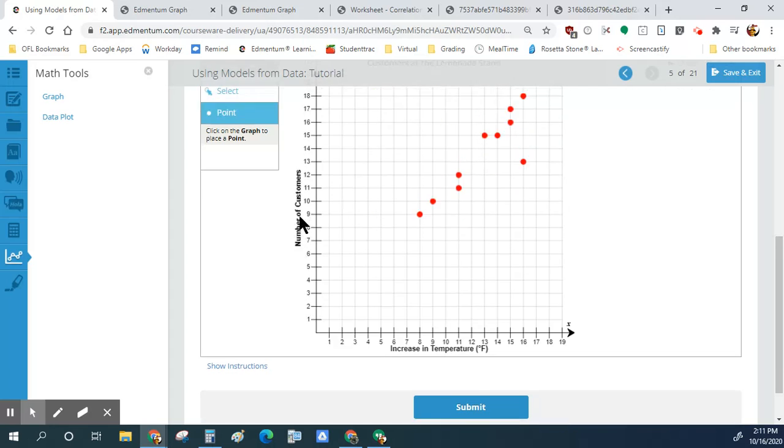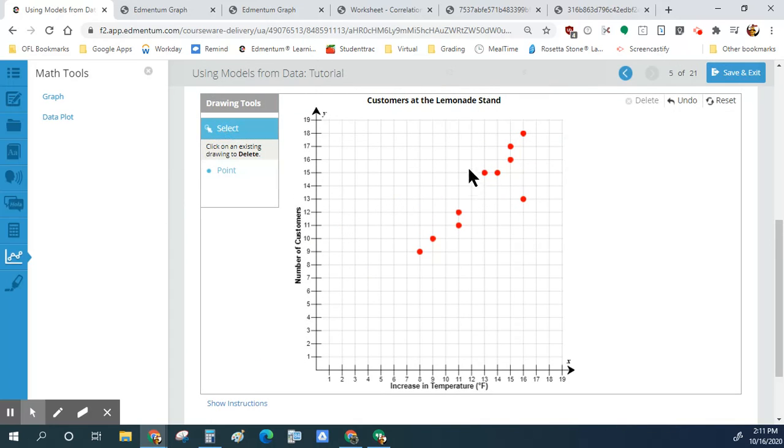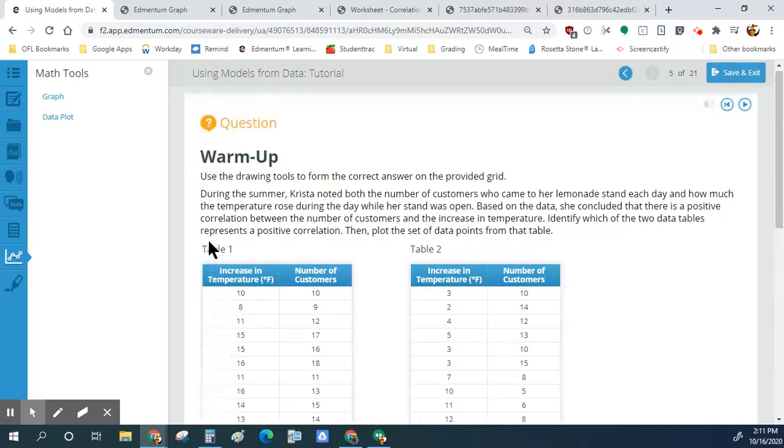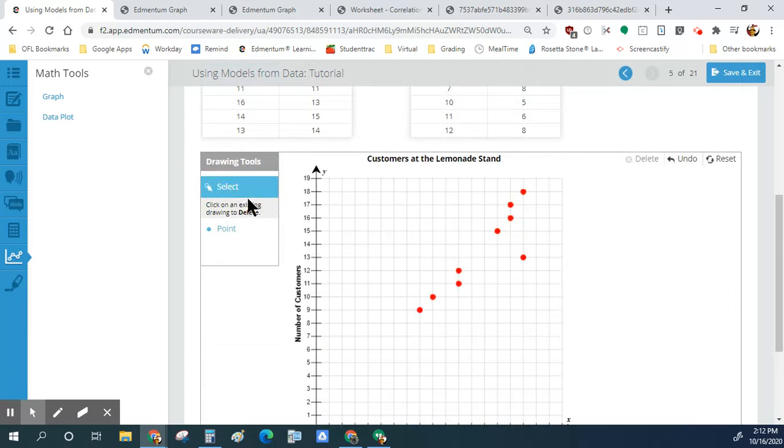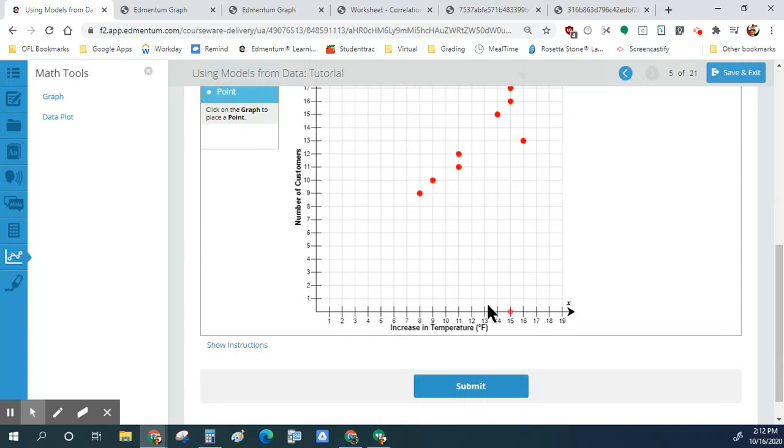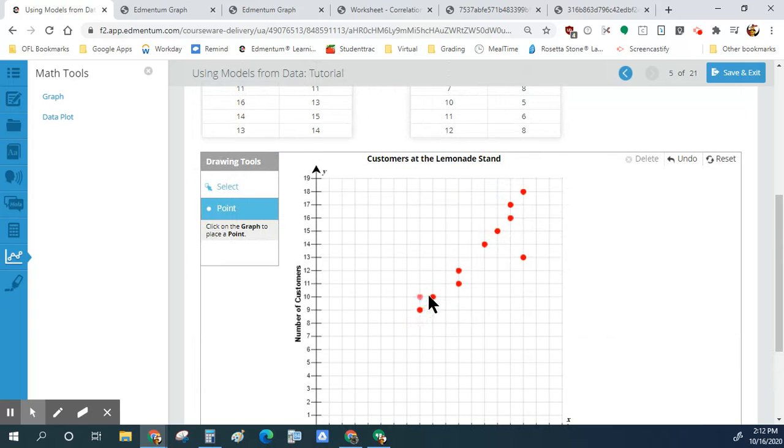Ugh, that's probably one of the reasons. So if you make a mistake like that, all you guys have to do is go to select, click the point you messed up on, and delete it. And delete it. And delete it. Apparently, you can't use the delete tool, or the delete button. 14 and 15. And the last one was 13 and 14. So let's go to 13 and 14. And that should be 10 points. 1, 2, 3, 4, 5, 6, 7, 8, 9, 10.